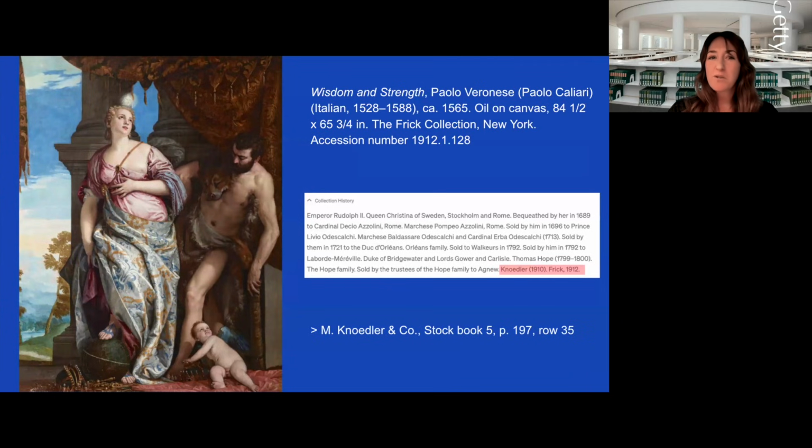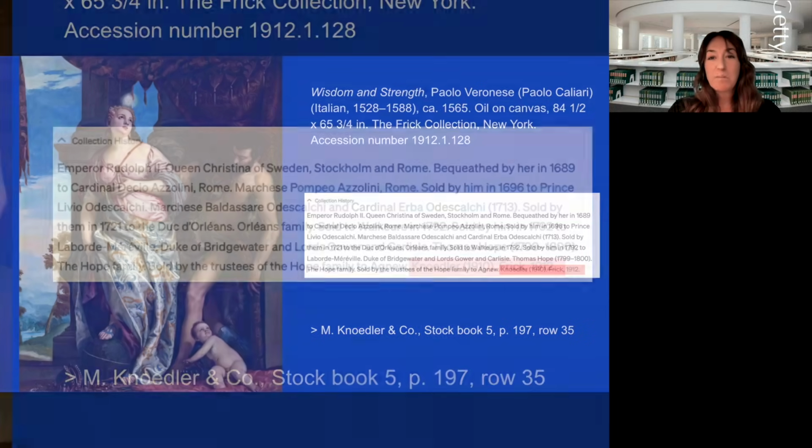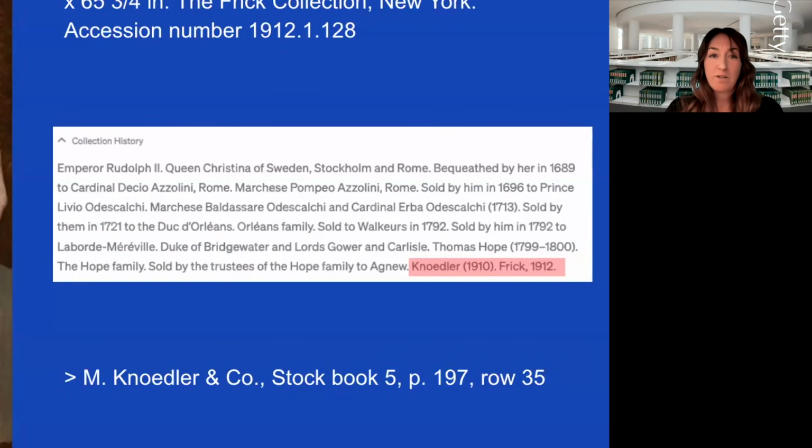From most recent to older sources, first, it's represented in our dealer stockbook data. The painting was purchased by Mr. Frick from the Knoedler dealers in April of 1912. Knoedler had purchased a share of the painting from the London dealer Colnaghi in June of 1910.